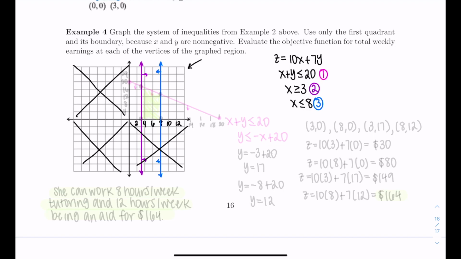Now let's graph the first one. We need to put it into a form that we know how to graph. X plus y is less than or equal to 20. Let's go ahead and solve for y. Well, that's y is now less than or equal to negative x plus 20.